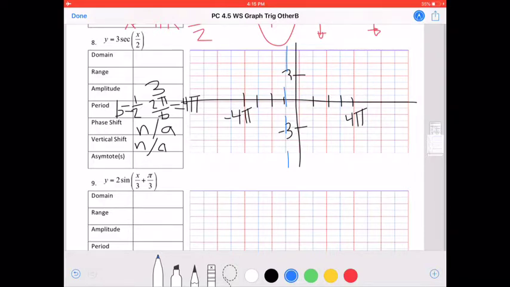And then, as we always do, I drew my first vertical asymptote, and then I go a period to the right, which is 4 pi. So 1, 2, 3, 4 pi to the right to draw my end of the period. And then since it's secant, we need to draw that middle vertical asymptote as well.